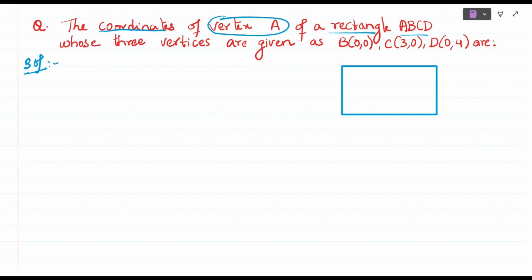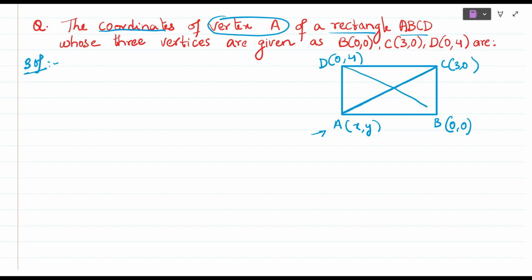So this is A. We don't know the values of its coordinates, so let us take it as x and y. And this is B. B, C and D are given as coordinates 0, 0, C 3, 0 and D 0, 4. Now they are asking us to find the vertex A. How to find it? Just join the diagonals. Understand students? So join AC and join BD.